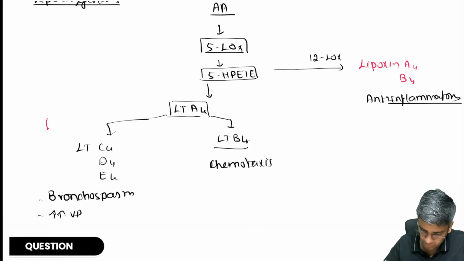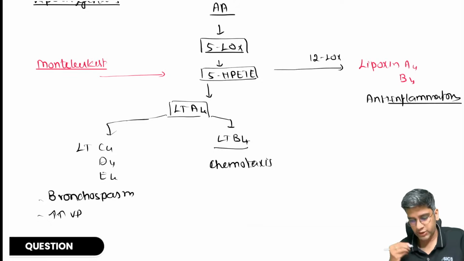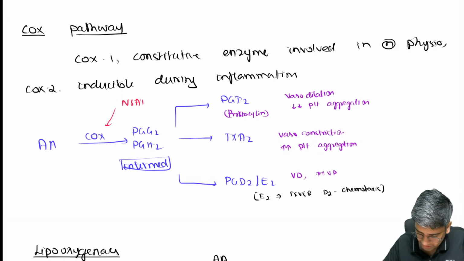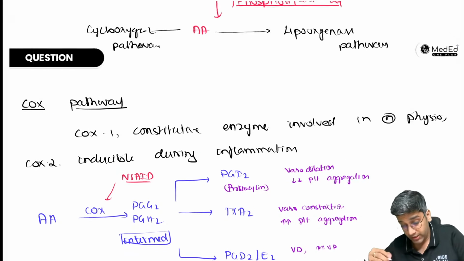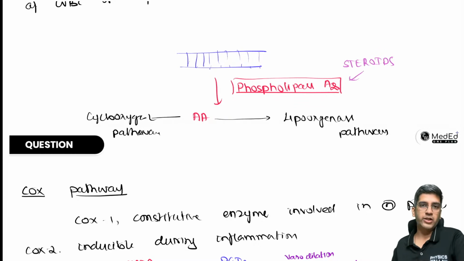You can stop leukotrienes by saying that, okay, leukotrienes are there. I can use drugs like montelukast, which are leukotriene receptor antagonists, which can help here. I can try here aspirin, NSAIDs, which can block them. Or I can try here steroids, which can block the bigger guy at the start itself. That will stop your phospholipase A2 itself, right? So these are anti-inflammatory actions.